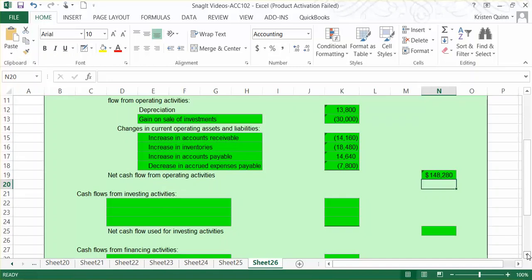Investing activities records any sale or purchase of non-current assets for cash. So things such as intangible assets, investments, and property, plant, and equipment. We always list our inflows before we list our outflows of cash.